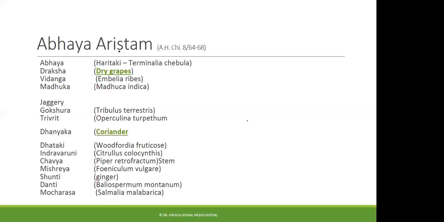Dhanyaka is coriander, which is not very hot. Dhataki is sort of medium, not hot or cold. Indravaruni, Chavya is kind of hot. Mishraya is fenugreek, which is actually slightly cooling. Mocharasa also is slightly cooling. Shunti is ginger, and Danti is another actually kind of hot drug that helps for downward movement. So this combination has a good balance between hot and cold, or Ushna Virya and Shita Virya. So it's not as bad or as strong as the Avipatikara Churna.